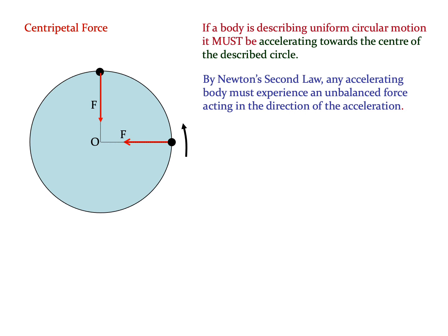So, if a body describing uniform circular motion has an acceleration directed towards the center of the described circle, and that's a good phrase to always use, incidentally, the center of the described circle, then there must be an unbalanced force. We'll call it a centripetal force. You could call it a radial force, acting towards the center of the described circle, and that's shown in the diagram. So we're looking at the particle at two different positions in its revolution.